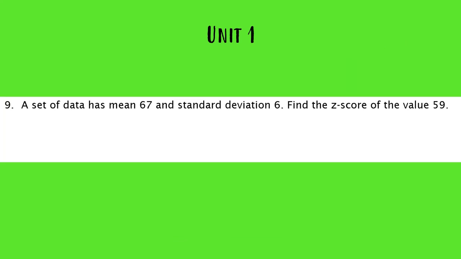A set of data has a mean of 67 and a standard deviation of 6. Find the z-score of the value of 59. We did an example like this earlier, so I'm going to do this one pretty quick. Your x value is 59. We were given our mean of 67 and a standard deviation of 6.